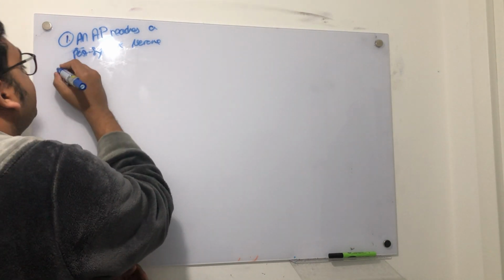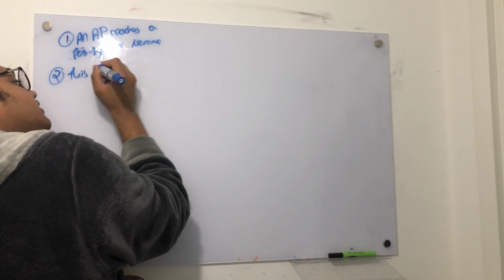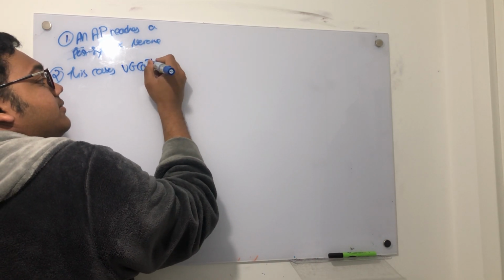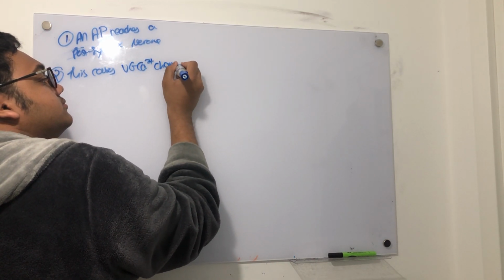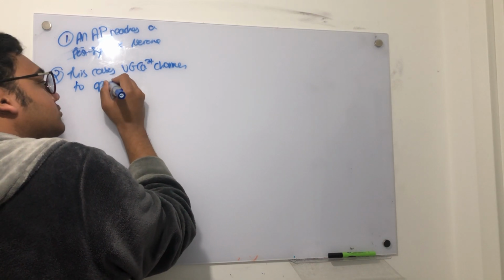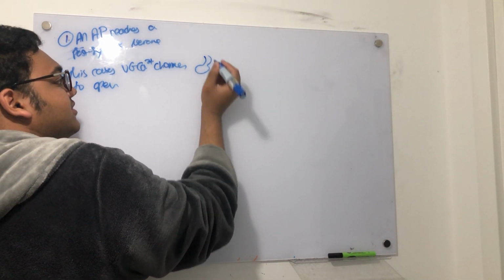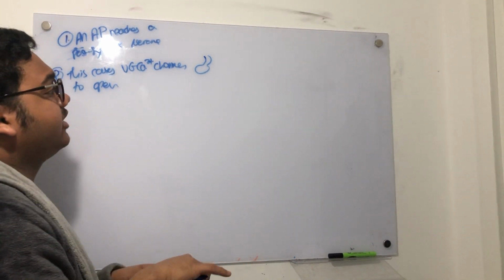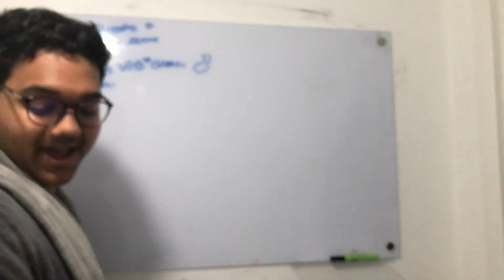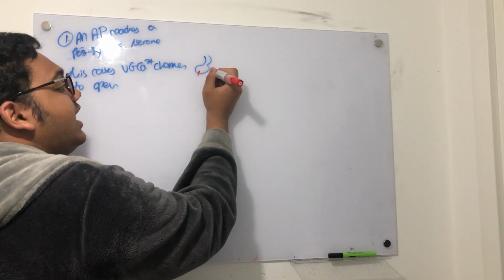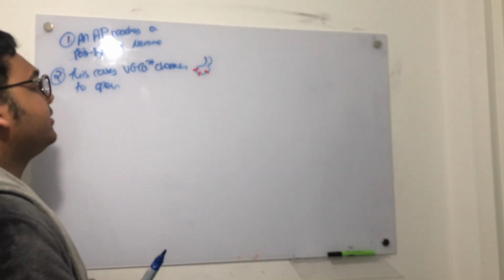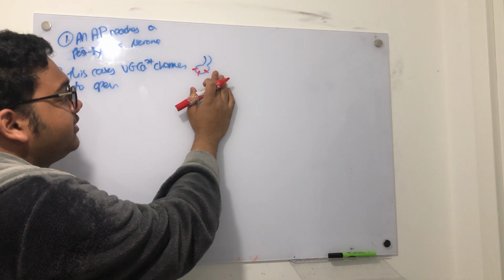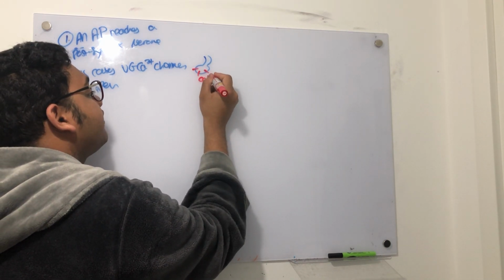So I'm going to do stage 2. This causes voltage-gated calcium channels to open. So here is the bulbous head of the presynaptic bulb. And over here we have a bunch of these calcium channels opening. Now what you need to know is that outside of this bulbous head we will have a high concentration of calcium.